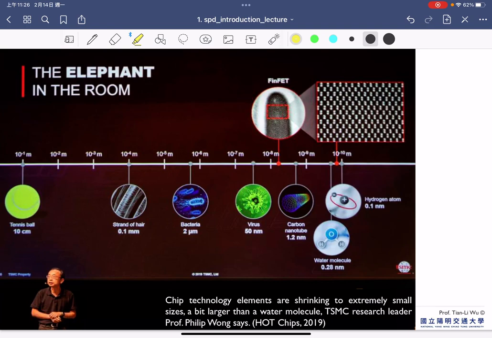Here is a slide that shows how small our FinFET technology actually is compared with other things. You can see this is the size of the hydrogen atom, this is the size of the water molecule, and this is the size of the carbon nanotube. And right now, if we consider the most advanced FinFET, you can see that the size is already smaller than our virus.